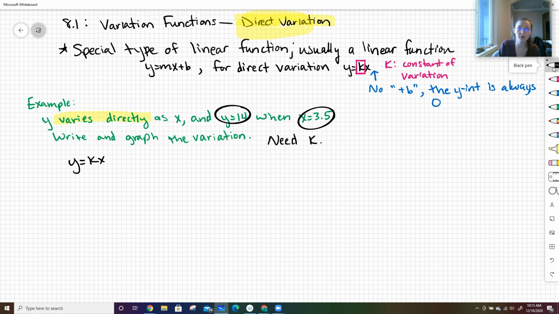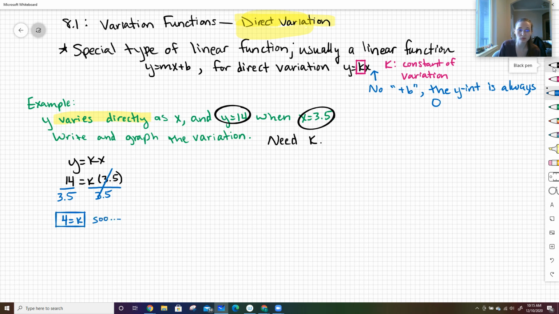So we're going to plug in what we know. We know y equals 14 when x is 3.5. So I plugged in 14 for my y, 3.5 for my x, and I'm going to solve for k. To get k by itself, I'm going to divide by 3.5 to cancel over here. But if I divide on the right, I have to divide the left. So if you type that into your calculator, 4 equals k.